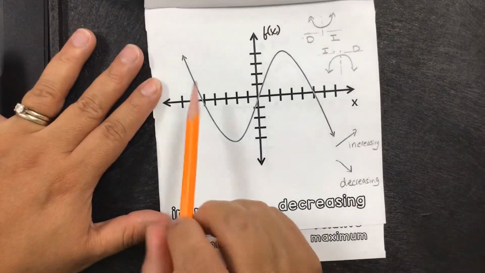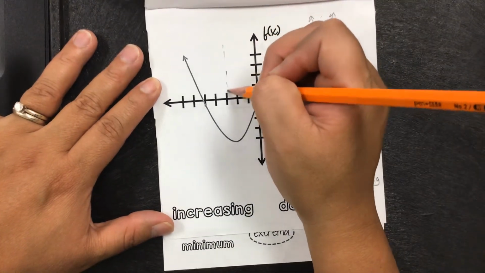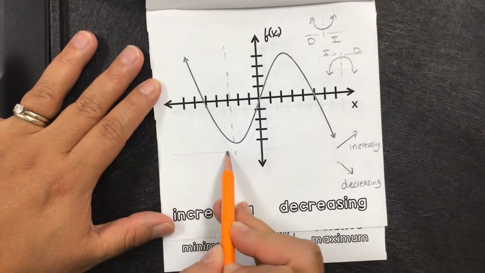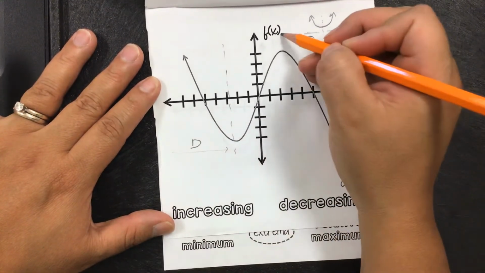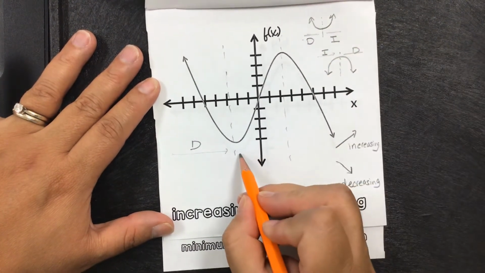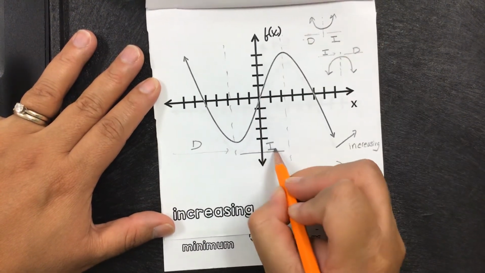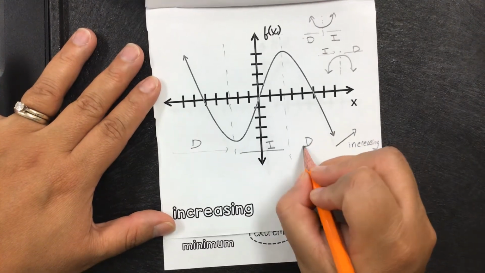So what happens in a complicated one like here is that you have several sections. From here to here, if you read it from left to right, it looks like it's decreasing. And then from here to here, it looks like it's going up, making it increasing. And then the rest of the graph looks like it's decreasing.